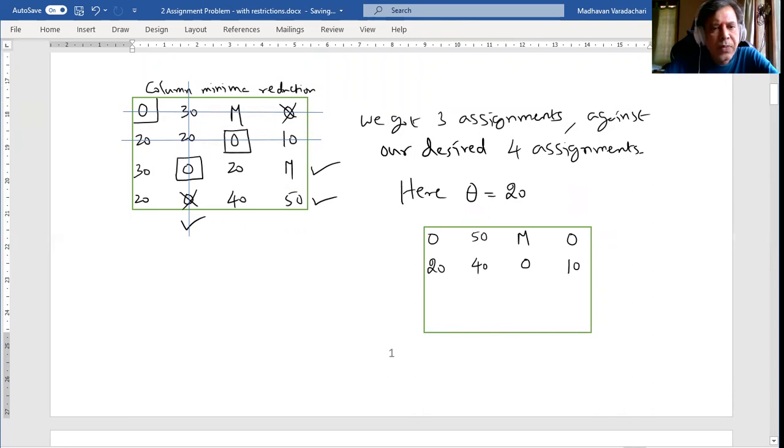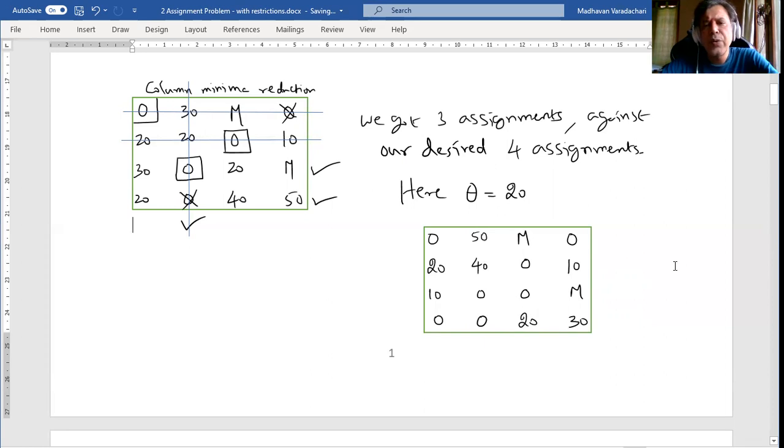Now, third row, 30, no line is passing, so you have to subtract, 30 minus 20 becomes 10. Single line, retain. No line, subtract. No line, subtract. So M minus 20, M itself is a very large number, if I subtract 20 nothing will happen, it will be M only. Here 20 minus 20 is 0. Retain, then subtract 40 minus 20, it becomes 20. 50 minus 20 becomes 30.